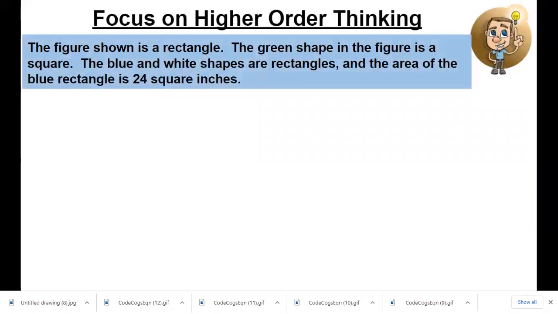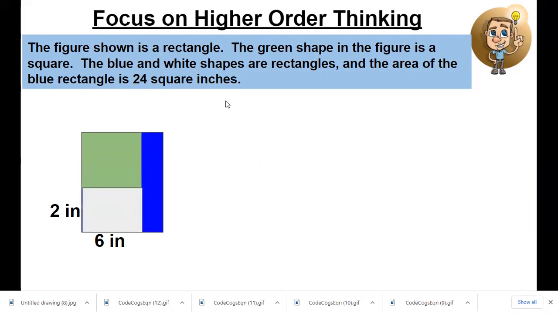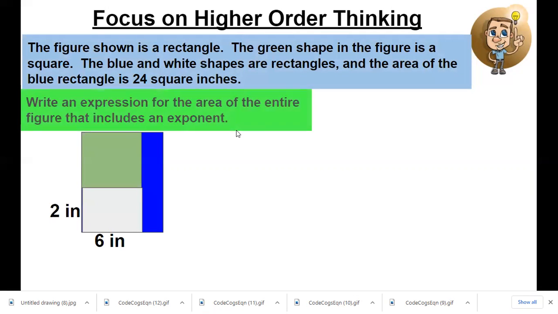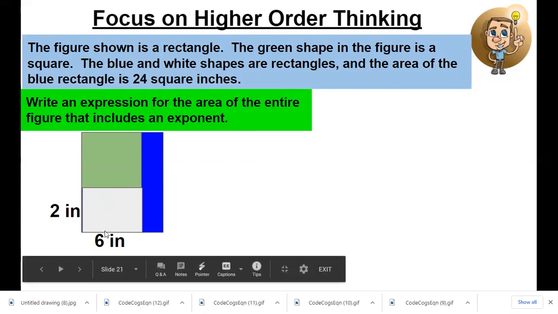The figure shown is a rectangle. The green shape in the figure is a square. The blue and white shapes are rectangles, and the area of the blue rectangle is 24 square inches. Remember, length times width equals area. Write an expression for the area of the entire figure that includes an exponent. Well, we have to know a couple of things about geometry. This is a rectangle. The green is a square.